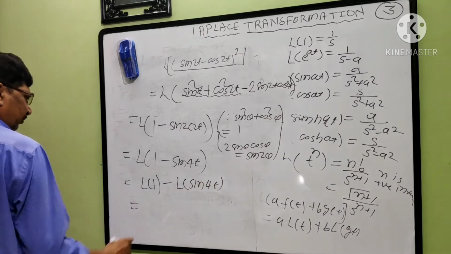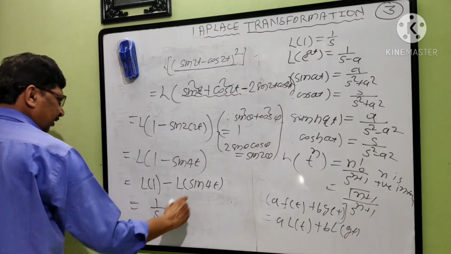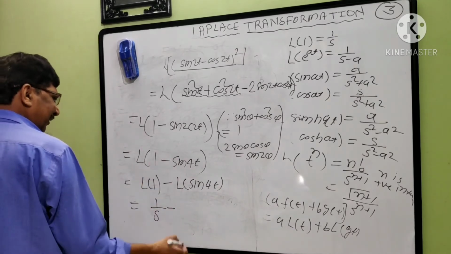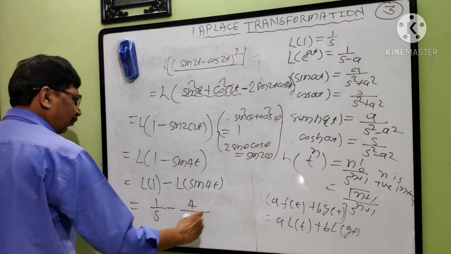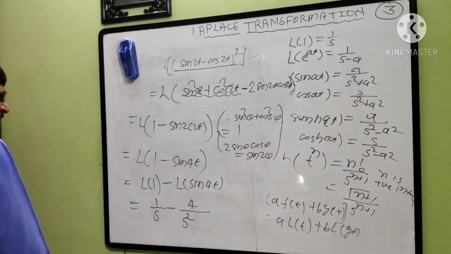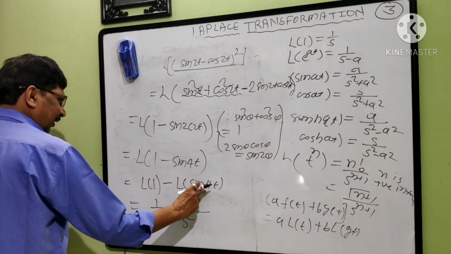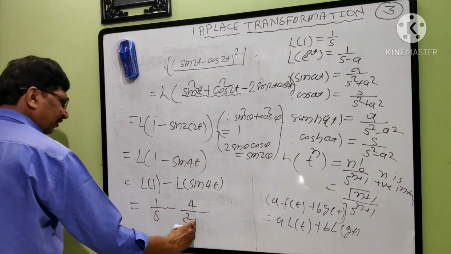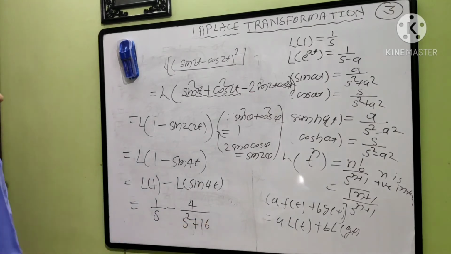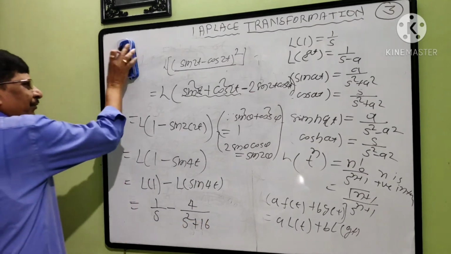What is the Laplace transformation of 1? That is 1 by s. Now what is the Laplace transformation of sin 4t? As sin is there, a is in the numerator, meaning 4 upon s² + a² in the denominator. It is a simple trigonometric. If there is a hyperbolic then it will be s² minus a². Here a² means 4 square, that is 16. This is the answer. Very simple.